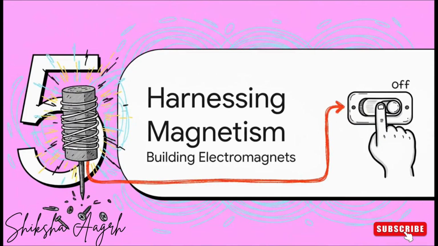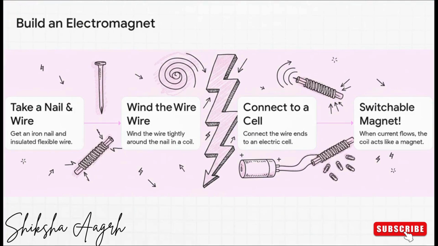Okay, so knowing that electricity makes magnetism is one thing. But the real game changer was figuring out how to control it. How do you actually use this to build a magnet that you can turn on and off whenever you want? Well, it's actually way easier than you might think. All you need is an iron nail, you wrap it up really tight with some insulated wire, and then you just hook up the ends of that wire to a cell. The second that current starts flowing, bam, the nail's a magnet. Cut the power, and the magnetism disappears. You've just made an electromagnet.